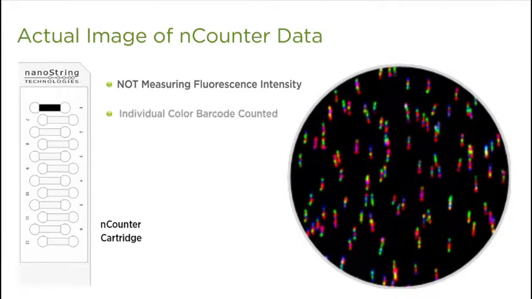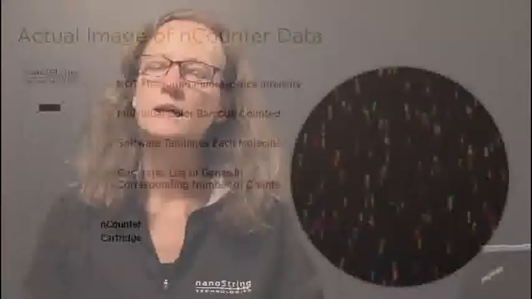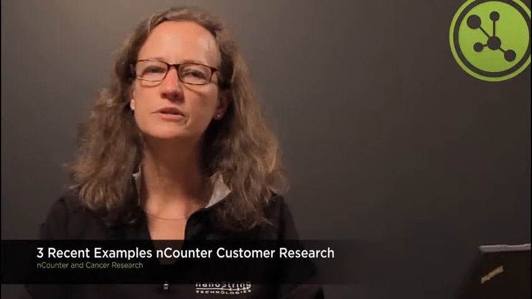We're generating a digital result by counting individual molecules. The data itself is simple. The software tabulates the number of times each barcode is counted and returns a list of genes and a corresponding number of counts for each. Now I'd like to mention 3 recent examples of our customers' research that each highlight a different aspect of the system.